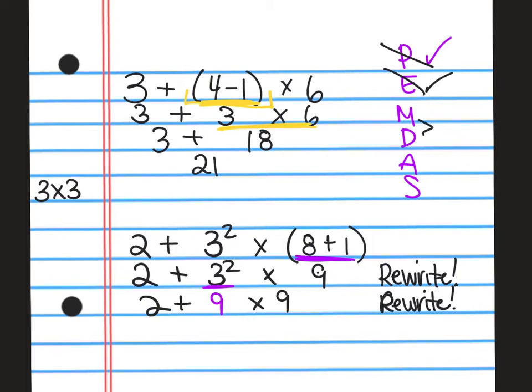Is there any multiply or divides? Remember, I don't have to multiply first. Yes, there is. So 9 times 9 is multiply. I get 81, and then guess what? I rewrite everything else. So I write the plus, and I write the 2. I do not come over here and write 83. I write 83 on the line below it because we're working down the page.